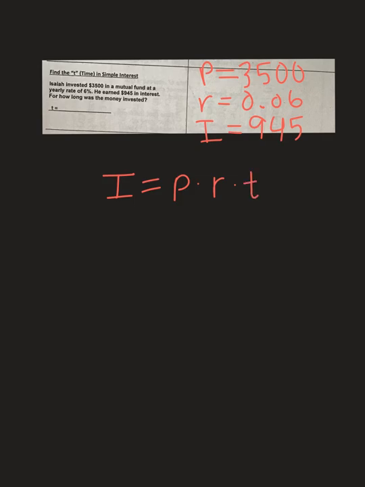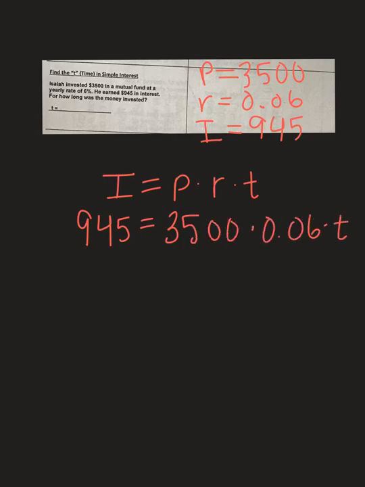All right, hopefully you solved the next problem. So let's check your work. In this problem, we had a principal of $3,500, a rate of 6%, so 0.06, and our interest was $945. And then we had to find our time. So I equals P times R times T. 945 equals 3,500 times 0.06 times T.